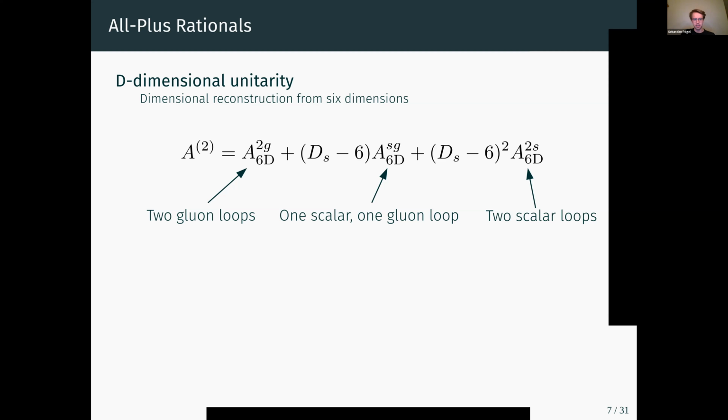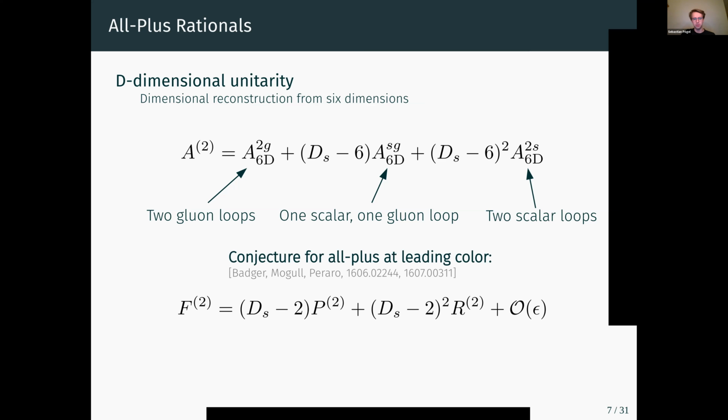Now, one very interesting fact about the all-plus amplitude is that there is additionally a conjecture for the all-plus at leading color, given in these papers here, which states that the finite part of this amplitude can be written as a polynomial in D_s minus 2, where the coefficient of D_s minus 2 is purely polylogarithmic, and the coefficient of the (D_s minus 2) squared piece is purely rational. Essentially, this means that the first piece makes up the finite polylogarithms, and the second piece makes up the finite rational contributions.